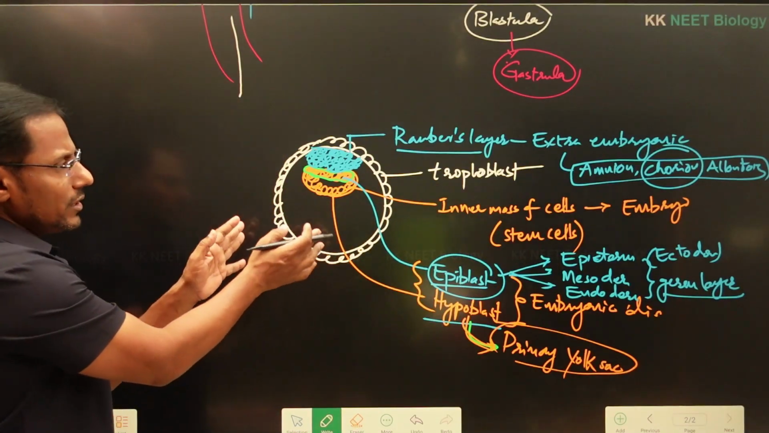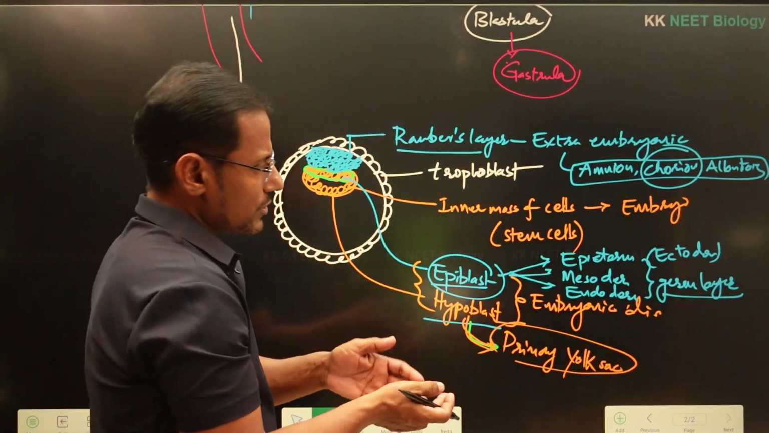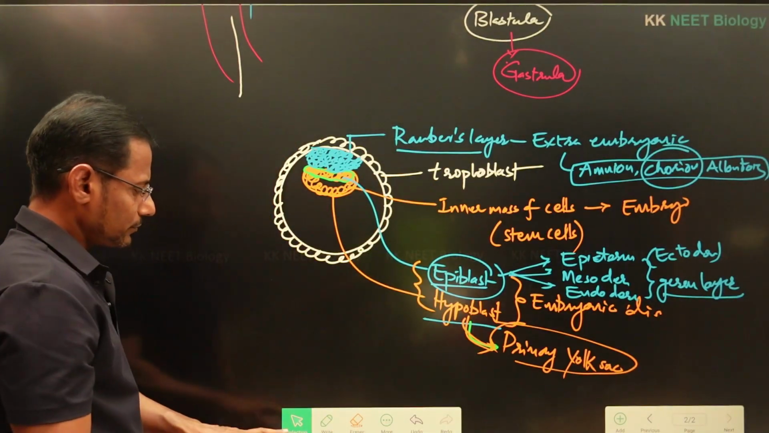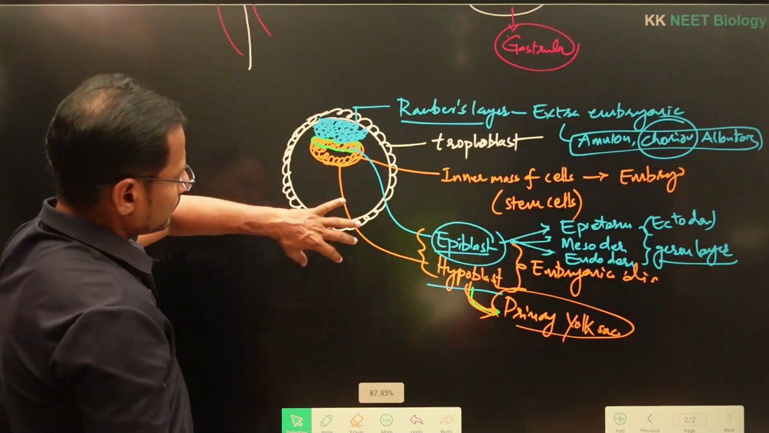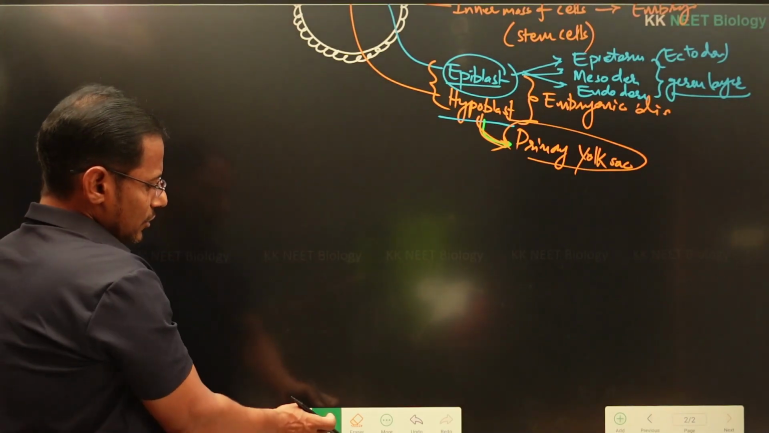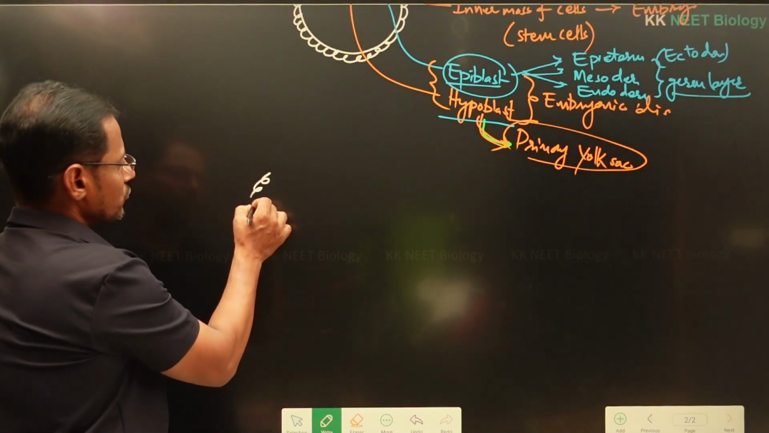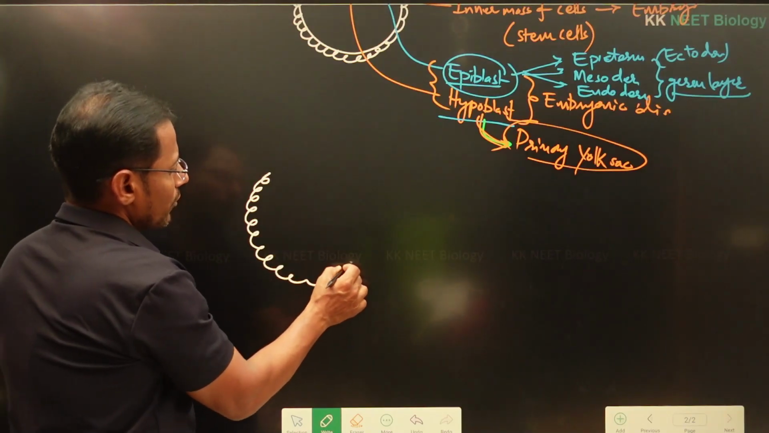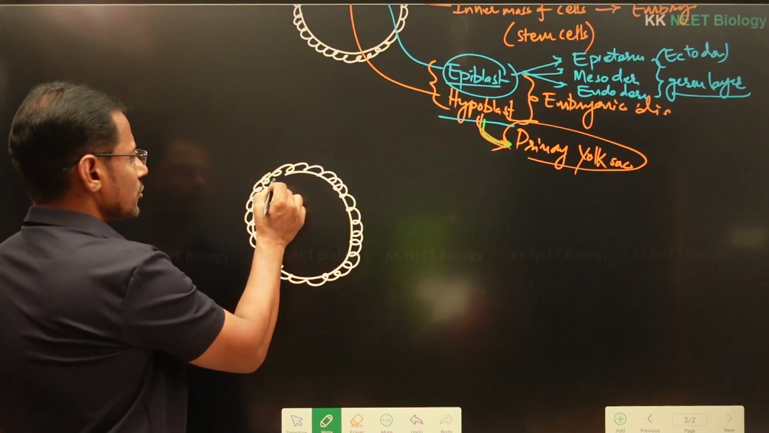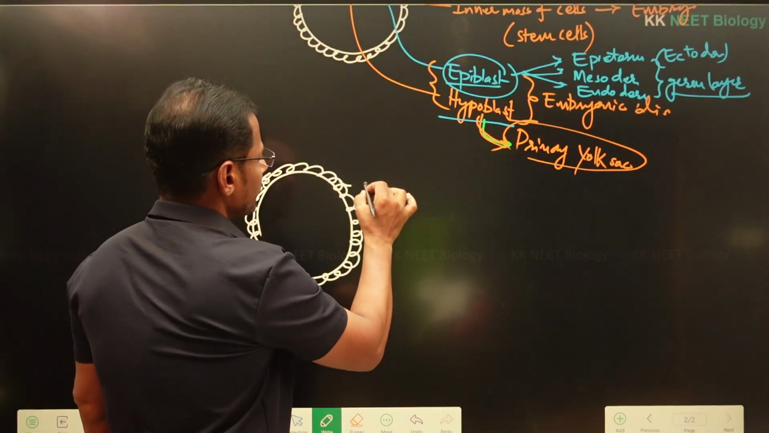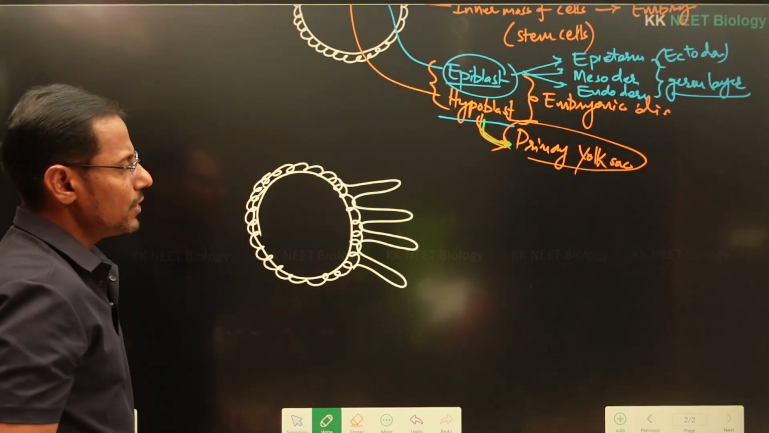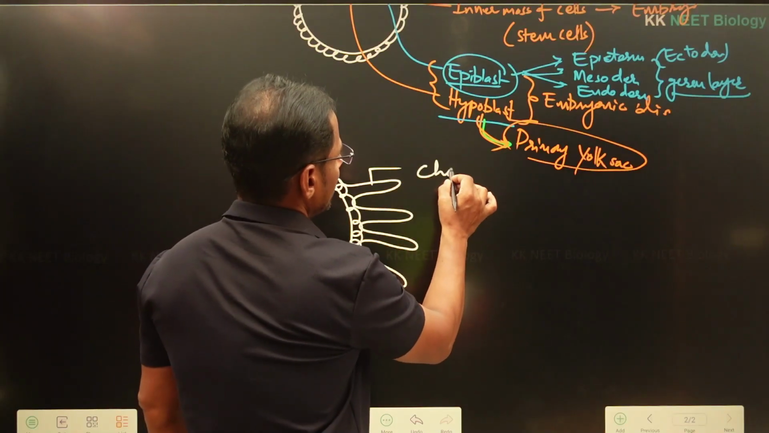So this is actually the gastrulation process. In this gastrulation, these things are going to happen. Let us see what is happening next. Now the trophoblast cells around this gastrula stage, assume this is the trophoblast, the outermost layer. From here, some finger-like structures are going to be projected from the trophoblast. These are known as chorionic villi.